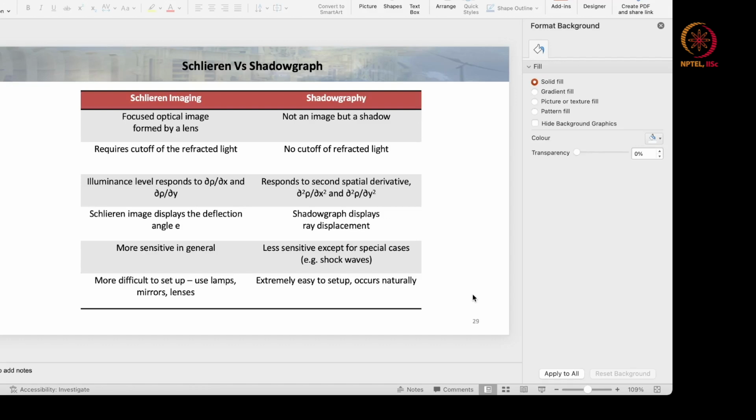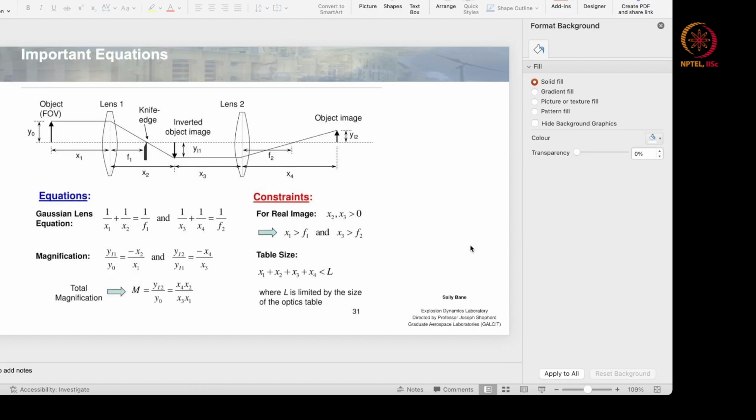But Schlieren is something that you should be using if you want to get more fine scale, detailed features of the flow. But for shocks, you can use both. Okay, so some of the important equations come from Settles' work.